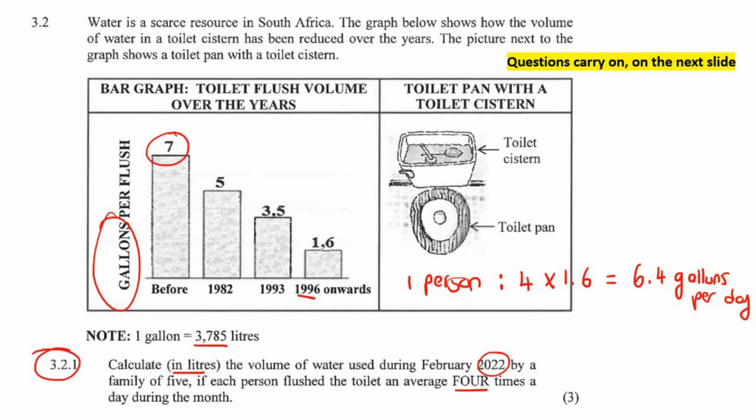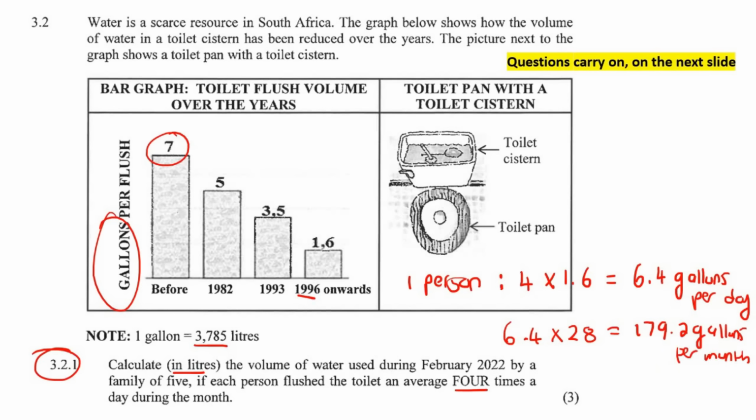6.4 gallons per day. Now, in February, let's forget about leap years and all of that nonsense. Let's just say that there's 28 days in February. So if this person uses 6.4 gallons per day, how many gallons would they use per month? Well, that would be 6.4 multiplied by 28, because it's 28 days in February. And so that'll be 179.2 gallons per month, or at least in February.